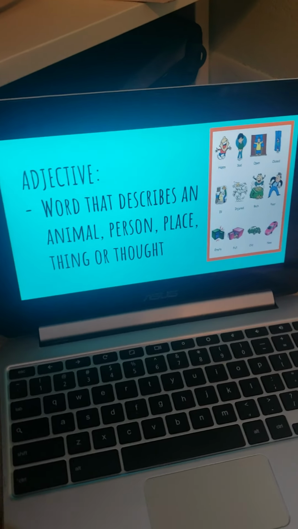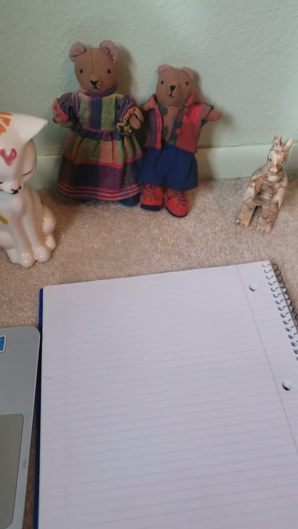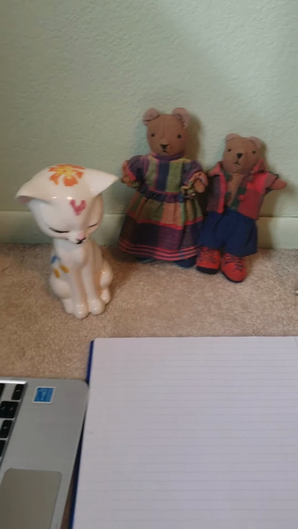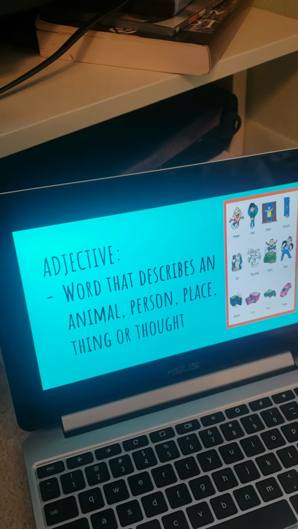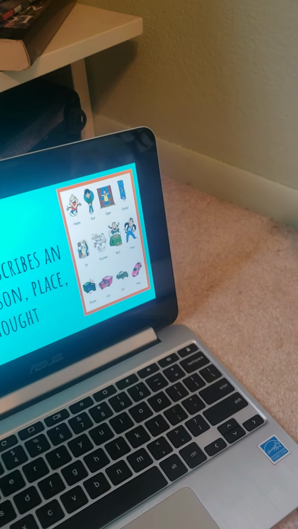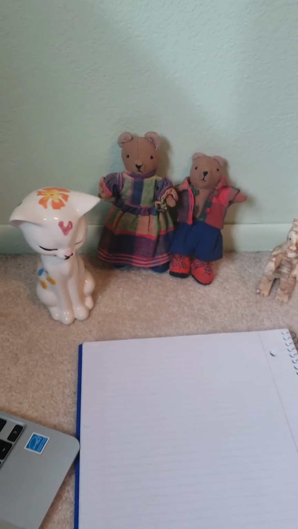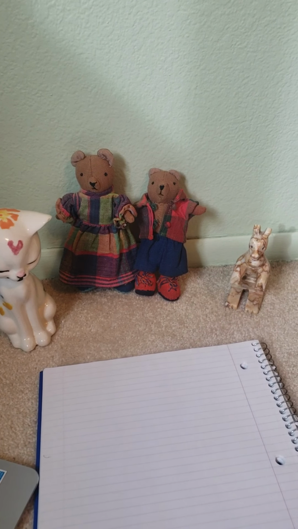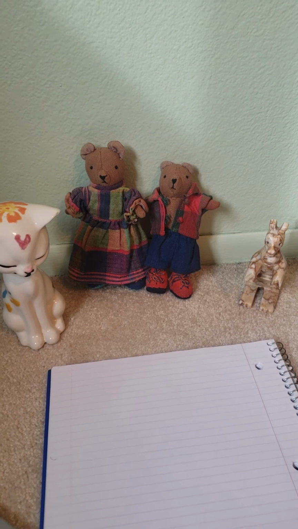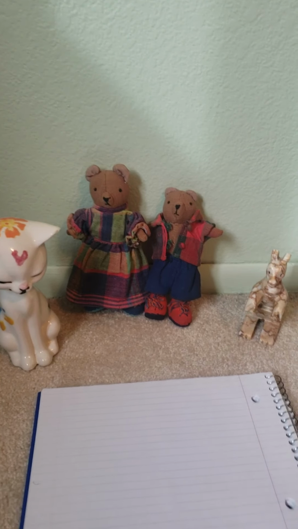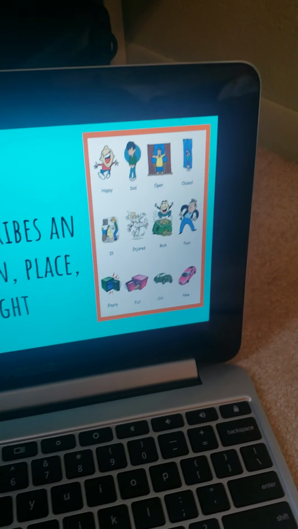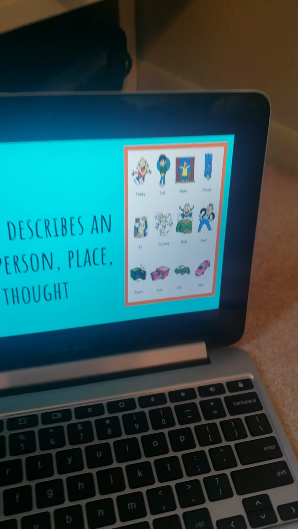First we have an adjective. Can somebody tell me what an adjective is? Exactly, an adjective is a word that describes an animal, person, place, thing, or thought. Now, can somebody give me an example of an adjective? Yeah, that's an awesome example. So it can be open, closed. We see some more up here: ill, injured, new, old. Those are just some examples of what an adjective is, okay?